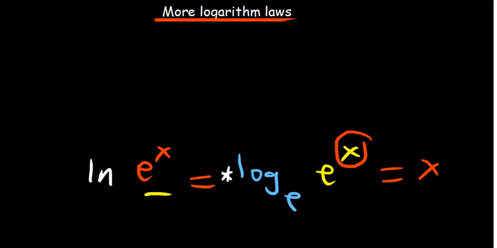Then how about a case where we get to make it the opposite? Let's say you have e to the power natural log of x. What do you have to understand in such a case as well? What are you supposed to understand?